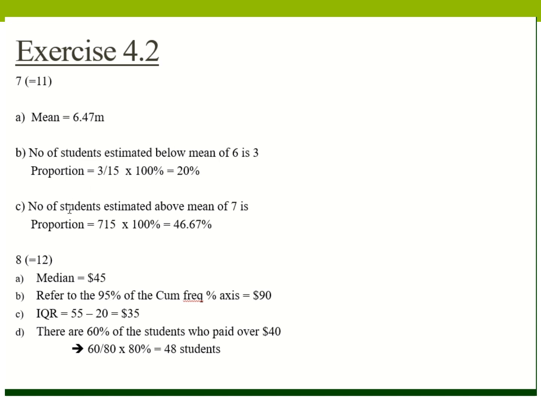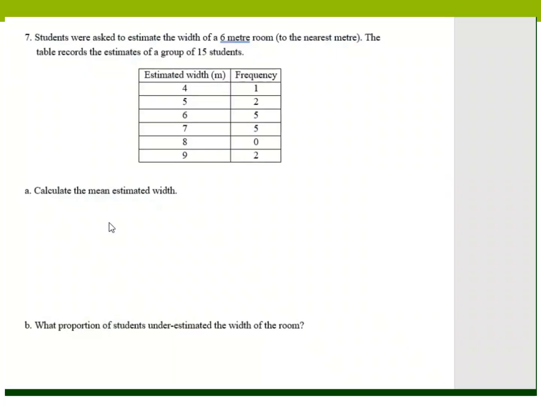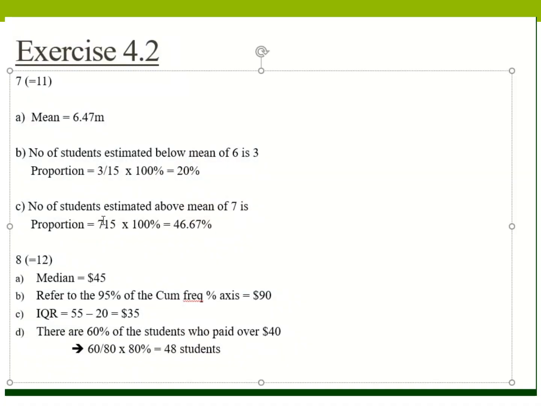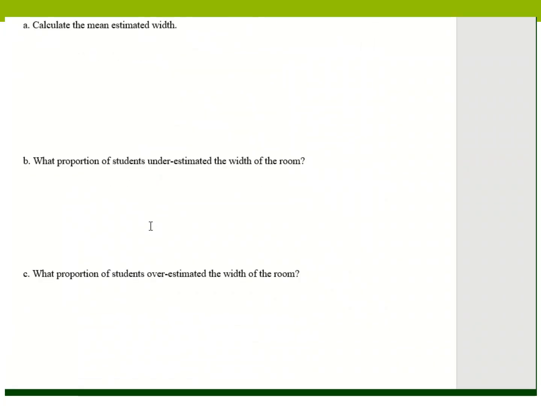How many students overestimated? Meaning they are saying it is bigger than 6. Okay. All right. So these are the total number of students. 7 out of 15. So let's take a look. It will be this part here. 7 out of 15 times 100%, you'll get 46.67%. Percentage, always 2 decimal places unless the question specifies otherwise.